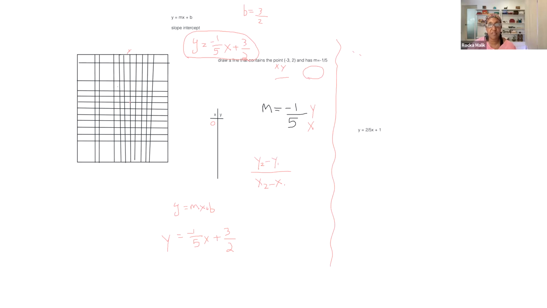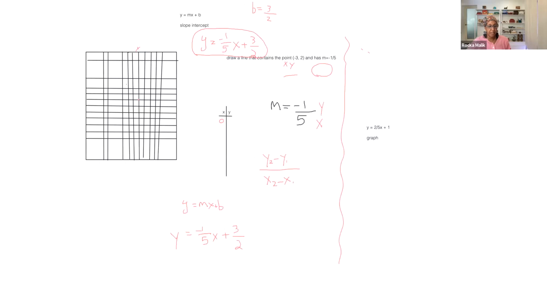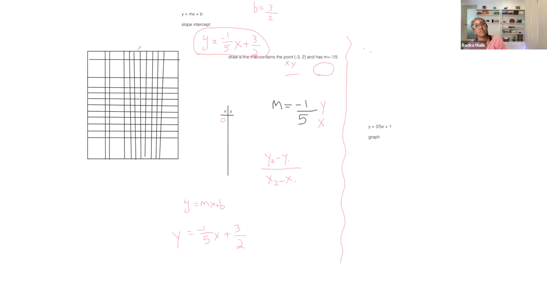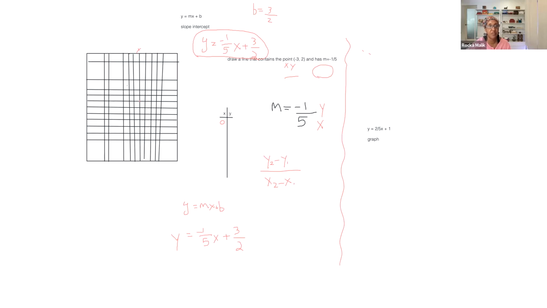Let's see if we can graph this one. Graph it and tell me the parts. What's the slope? What is the y-intercept? What's the point where x is 0 and I have a value for y?